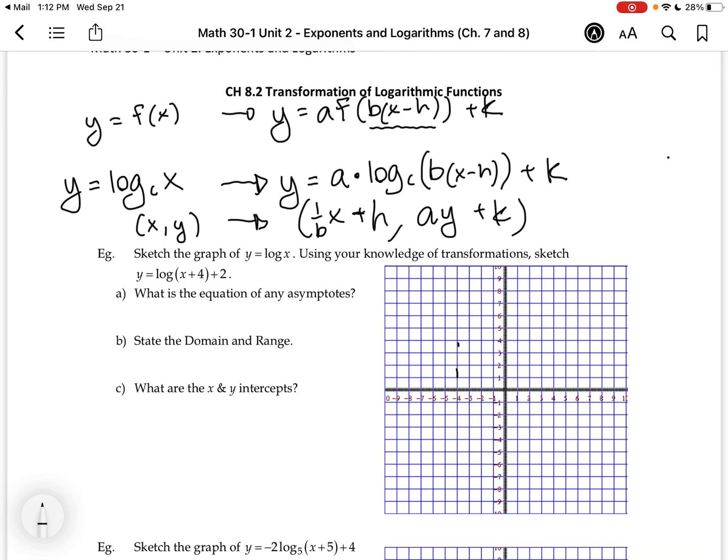Okay, so we are going to start by looking at a simple transformation. We've got the graph of y equals log x. This is going to be our base function. Using your knowledge of transformations, sketch y equals log of x plus 4, plus 2. One thing I want to remind you of is that when there's no base written in, that is the common logarithm, and the base is 10.